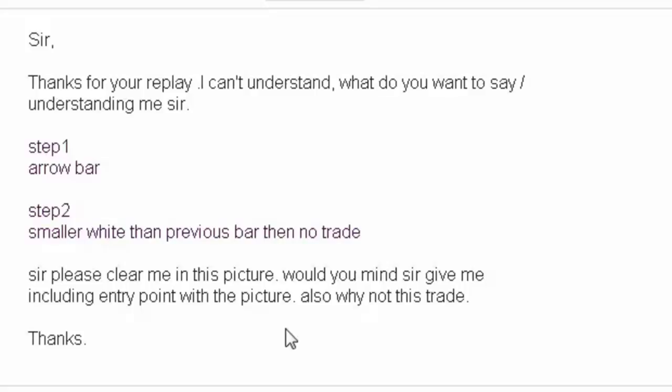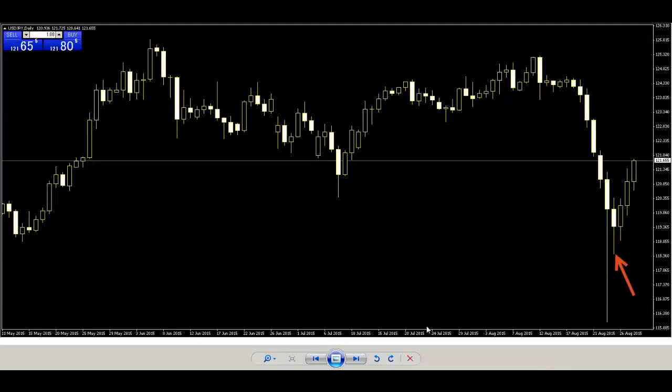Thanks. Because no trade means to know entry timing exactly. Here is a picture. Over here, this candlestick is smaller than the previous candlestick. And this candlestick lost direction, so no trade.